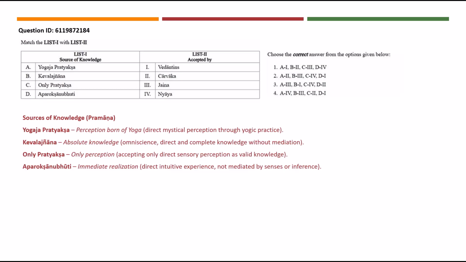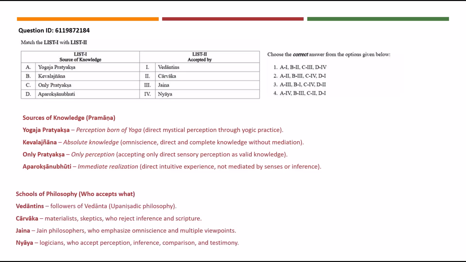Then we have only Pratyaksha. So Pratyaksha is perception. Only Pratyaksha is only perception, accepting only direct sensory perception as valid knowledge. Aparokshanubhuti. This is immediate realization, direct intuitive experience not mediated by senses or inference. That is immediate realization. Let's get into the schools of philosophy.